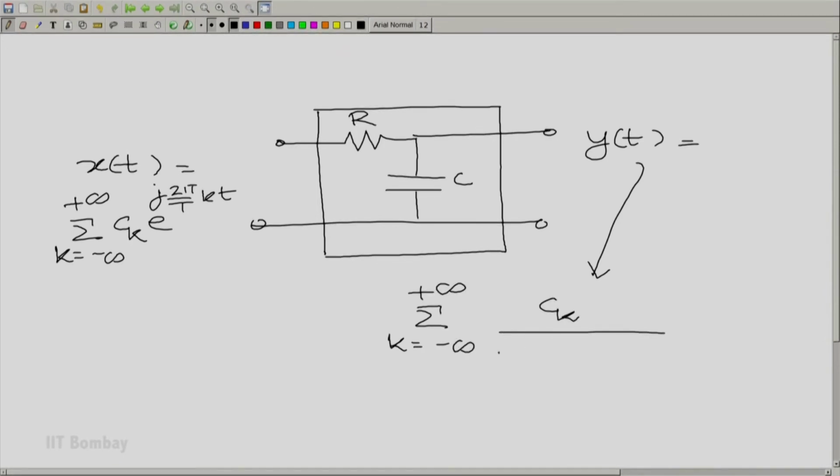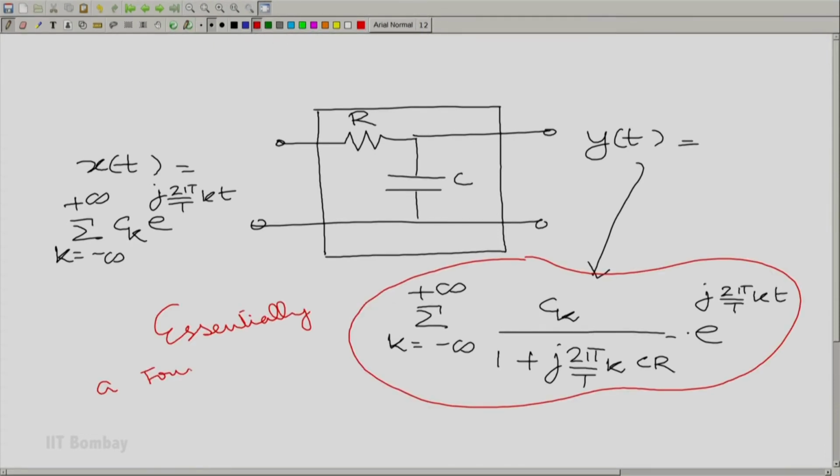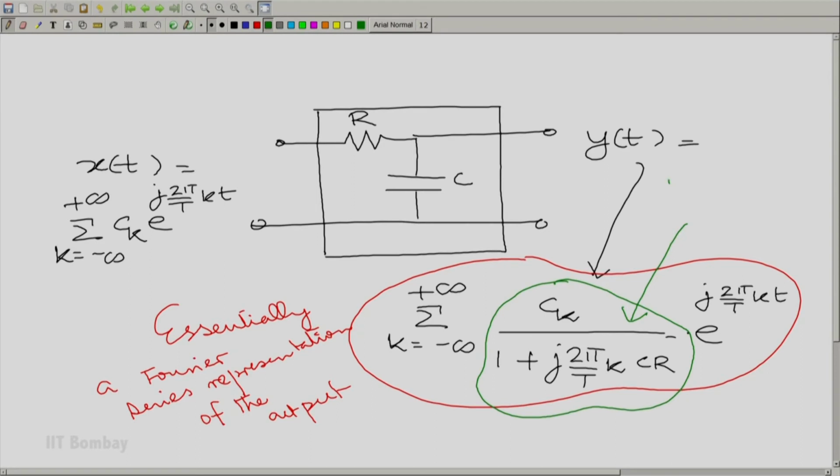You gave a Fourier series as the input to this linear shift invariant system, and you have ready made for you the Fourier series representation of the output. Let us mark that clearly for us. This is essentially a Fourier series representation of the output, and these are the Fourier coefficients here.